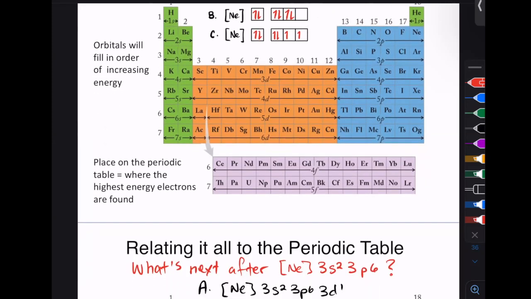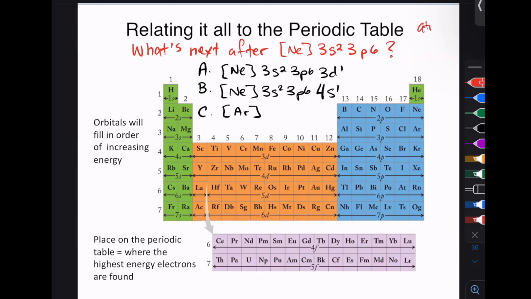Good. Let's see, what else do we have here? What atom does that configuration describe? It's argon, right? Because we're full with argon. So if we go one beyond argon, what's the electron configuration for the element that's one beyond argon? What is the element that's one beyond argon? It's potassium. B, let's see. B is the right answer.